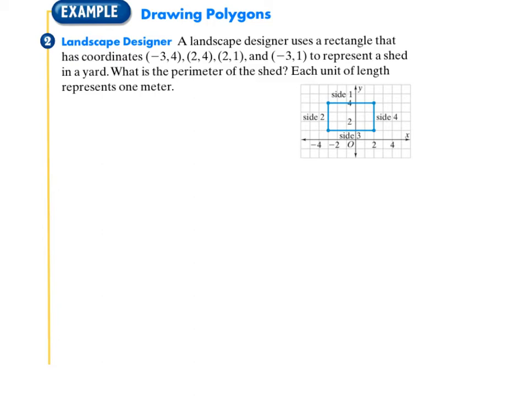Say you're a landscaper, and a landscape designer uses a rectangle that has the coordinates -3, 4, 2, 4, 2, 1, and -3, 1 to represent a shed in a yard. What is the perimeter of the shed? Each unit of length represents 1 meter, so that is the scale of the graph we're shown here.